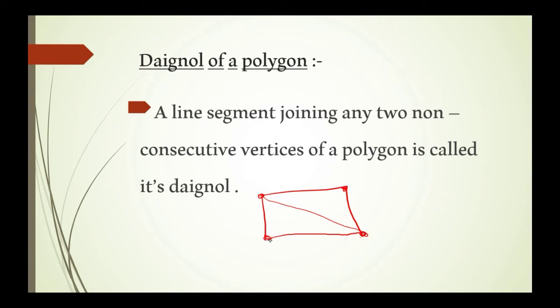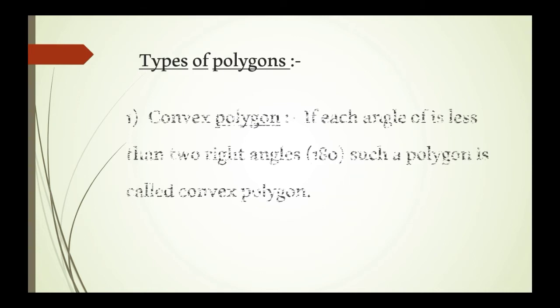The line joining non-consecutive vertices. Consecutive vertices means these both are consecutive because they lie beside each other. These both are consecutive. So they are saying the line joining non-consecutive vertices. Non-consecutive means this and this. That is a diagonal of a polygon. This is a diagonal and that is a diagonal. That's it. Next, types of polygons.